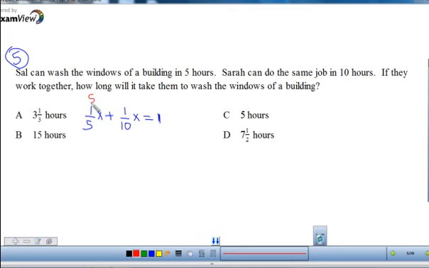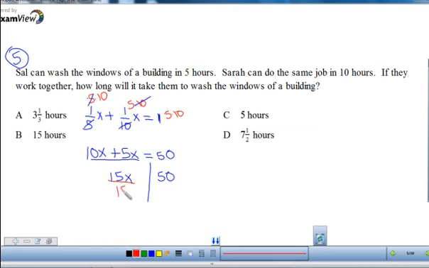So then you're going to multiply everything by 5 and 10. Okay, we use fraction buster, so the 5's cancel, so we're left with 10x. Here the 10's cancel, so we're left with 5x. And that's 1 times 5 times 10, that gives me 50. So then we just solve. We got to combine our like terms, so 10x plus 5x is 15x. And then we're going to divide by 15. So x is, we can divide by 5, so we can reduce.